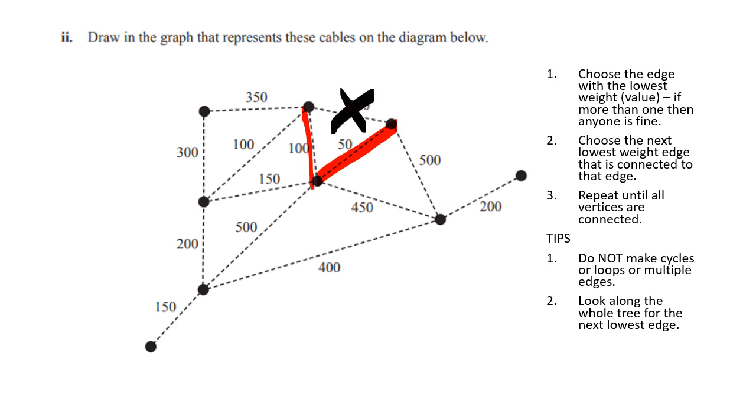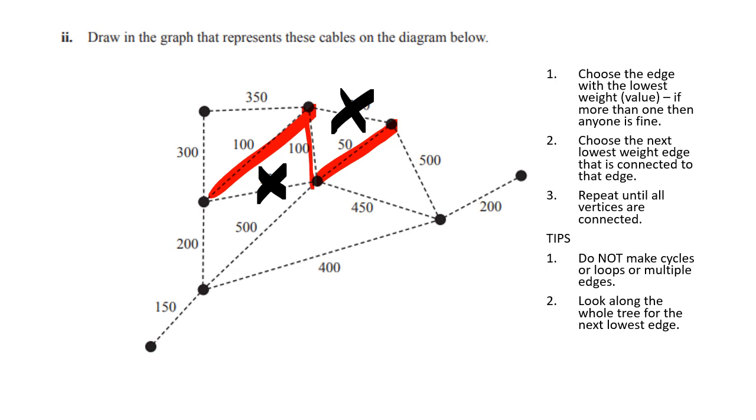Now, what else do we have to look at? We have to look at these, this, and this. They're all in play now. What's our lowest value of that? It is, of course, the 100 again. So I'll just call it the 100. And you can see the process we're doing here. Again, this one is out because that will create a cycle.